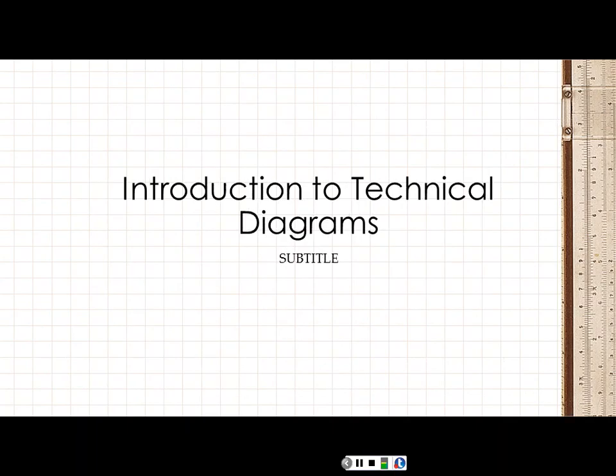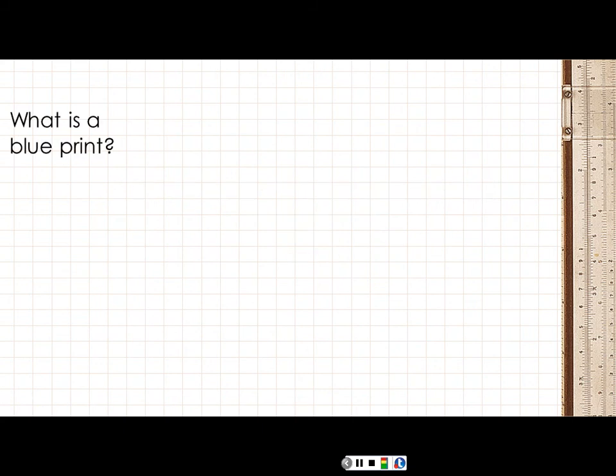So, introduction to technical drawing. And like I said, I have no idea why Nancy put subtitles on there. The name of the class is Blueprint Reading. So what we first need to do is try to figure out what a blueprint is. Anybody know what a blueprint is? Nobody in here knows what a blueprint is?